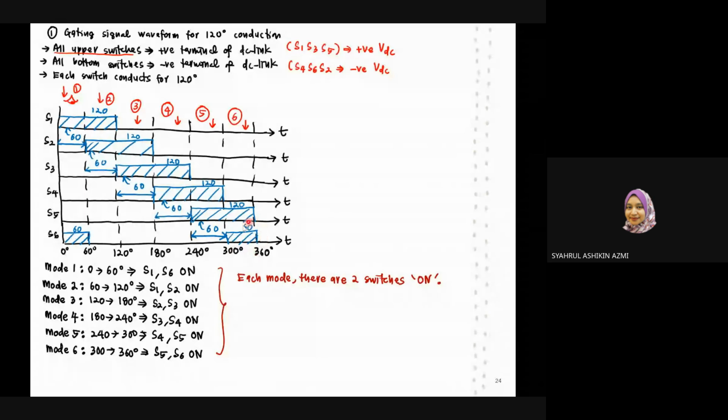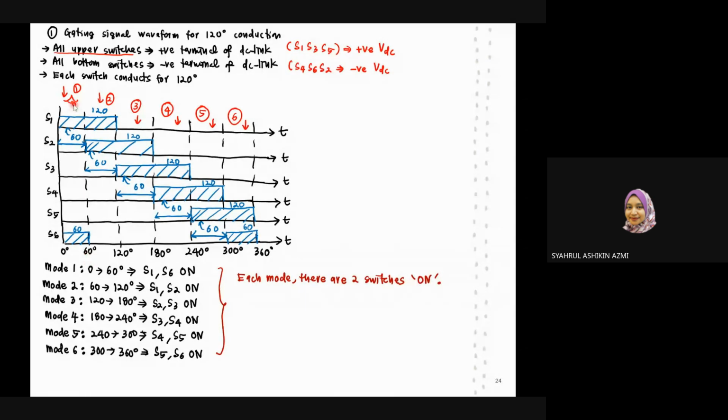However, this switch is only managed to turn on for a 60-degree period, so it needs another 60 degree to complete the conduction. So this S6 will return back to the reference, which is at 0, to continue the conduction to fulfill 120. That's why you can see S6 will be turned on from 0 to 60 degree.